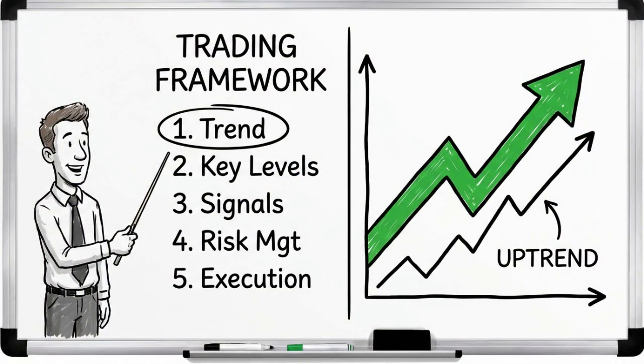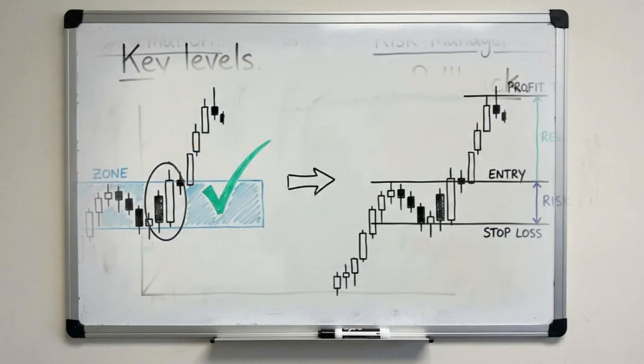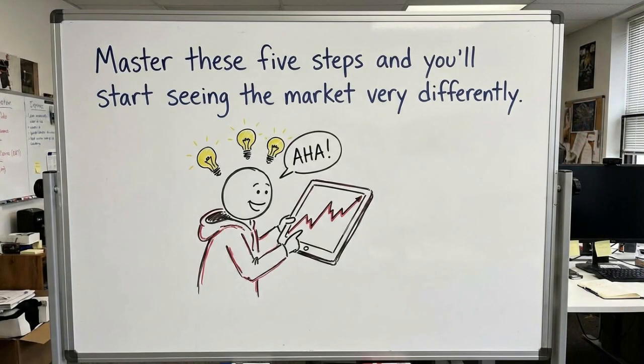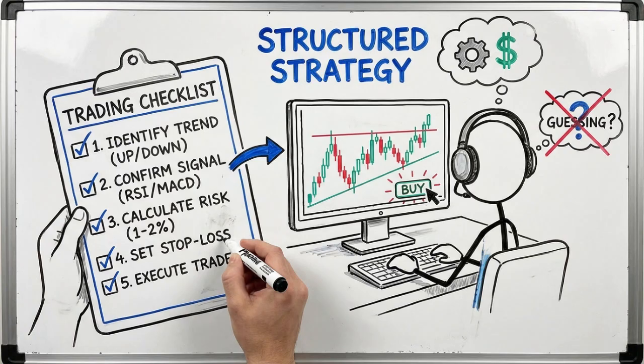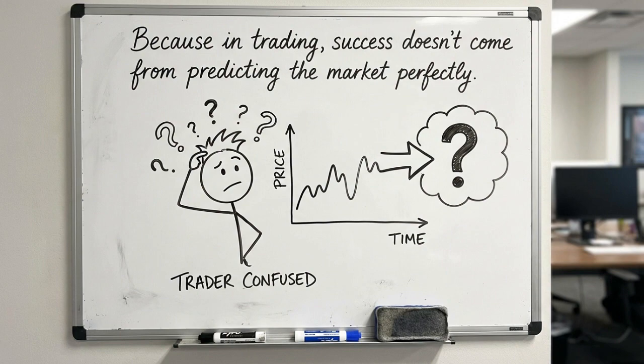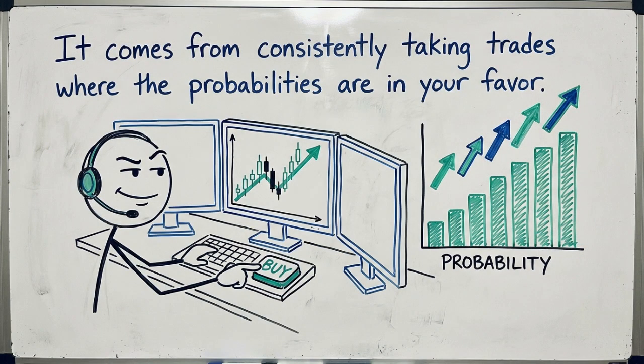So remember this framework: trend, key levels, pullback, confirmation, risk management. Master these 5 steps and you'll start seeing the market very differently. And instead of guessing where price might go, you'll be trading with a structured strategy. Because in trading, success doesn't come from predicting the market perfectly. It comes from consistently taking trades where the probabilities are in your favor.